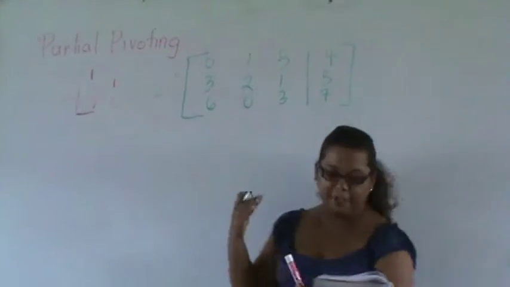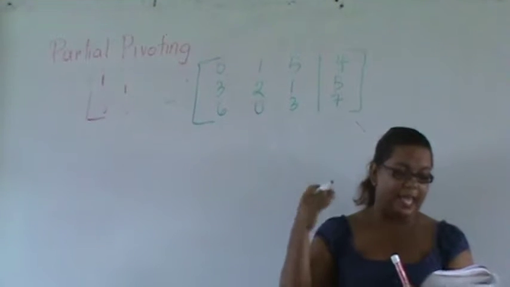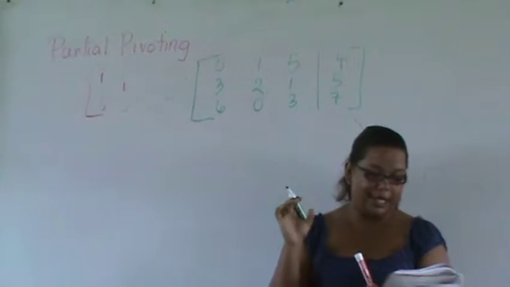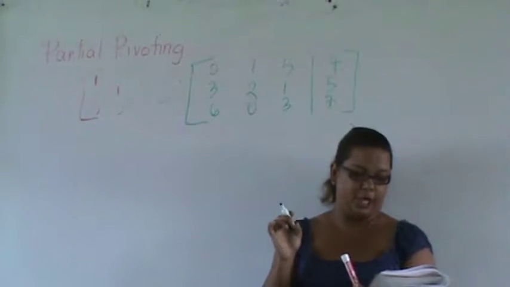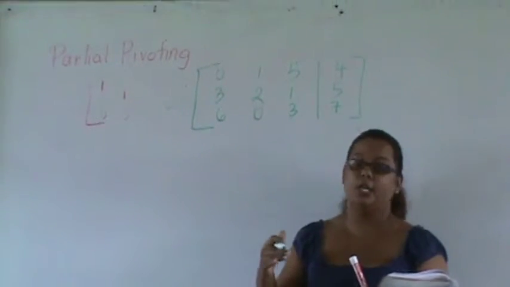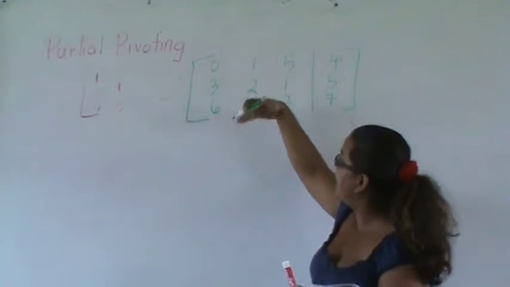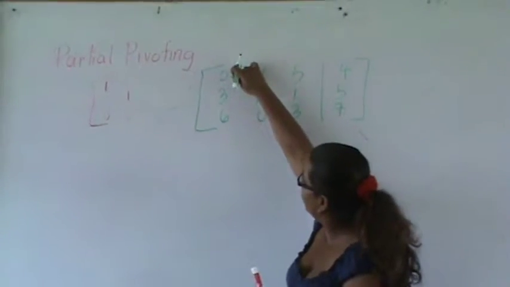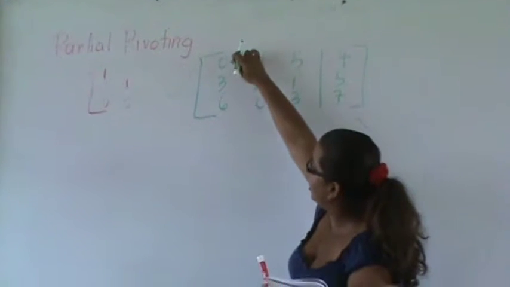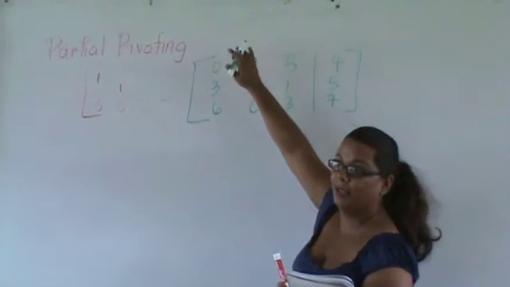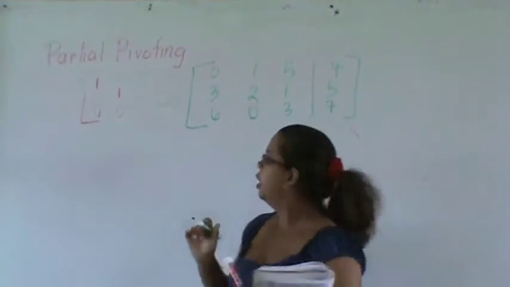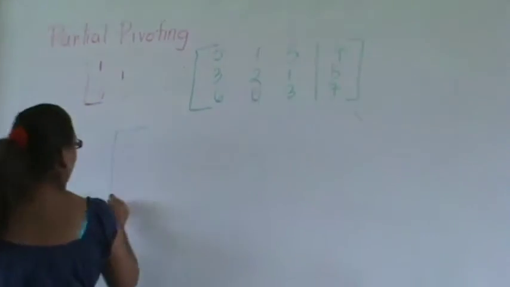Because the definition says that partial pivoting is the interchanging of rows in order to place a particularly good element in the diagonal position prior to a particular operation. So with partial pivoting, we would be able to change the rows. So the first diagonal here would have an element that can be divided and not give you 0.